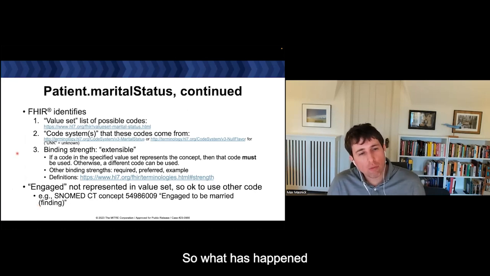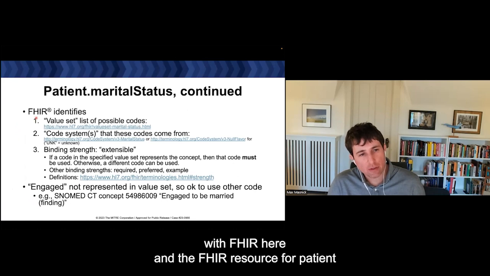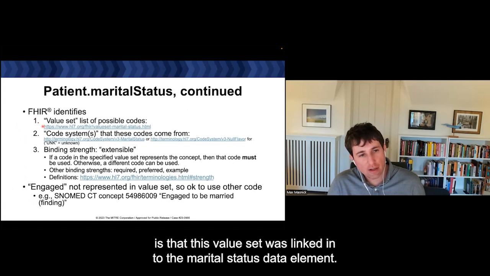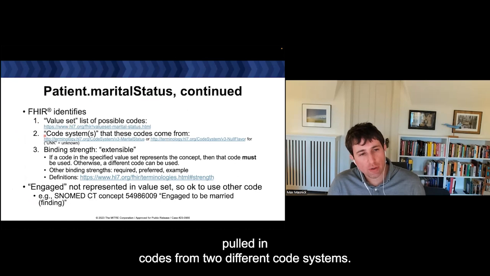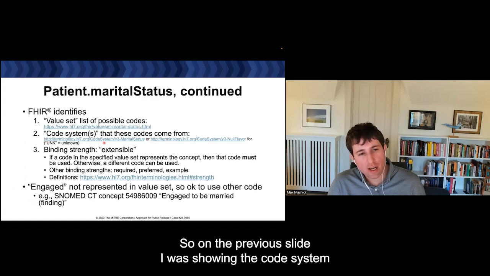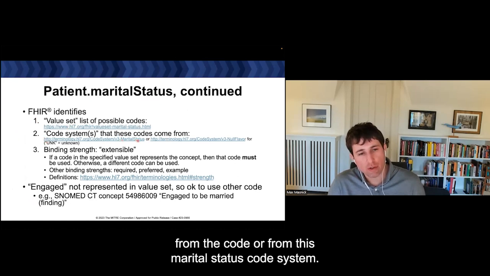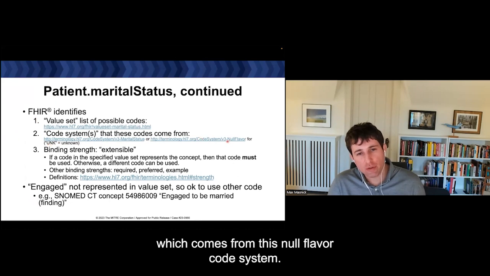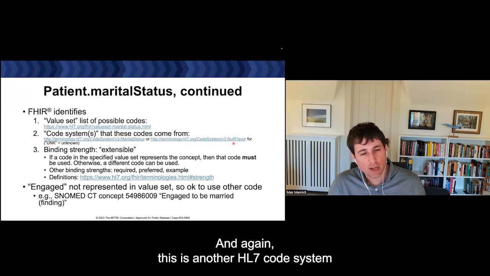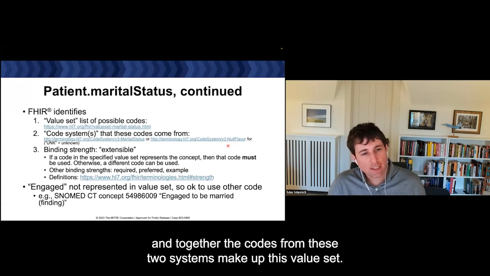So what has happened with FHIR here in the FHIR resource for patient is that this value set was linked into the marital status data element. This value set pulled in codes from two different code systems. So on the previous slide, I was showing the codes from this marital status code system. There's also one additional code, this unknown code, UNK, which comes from this null flavor code system. And again, this is another HL7 code system. And together, the codes from these two systems make up this value set.